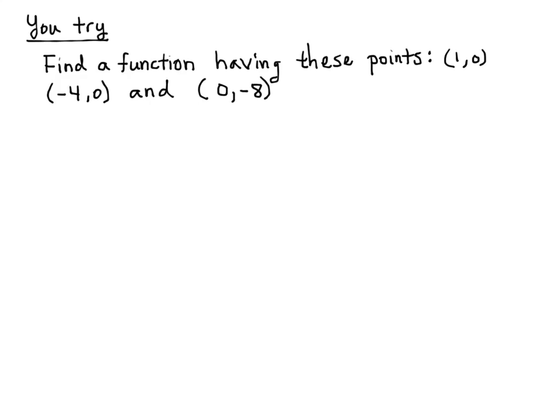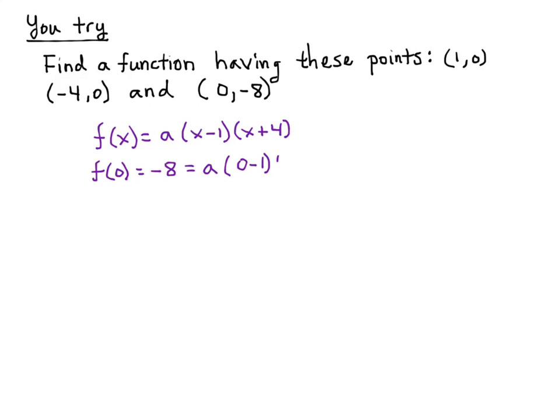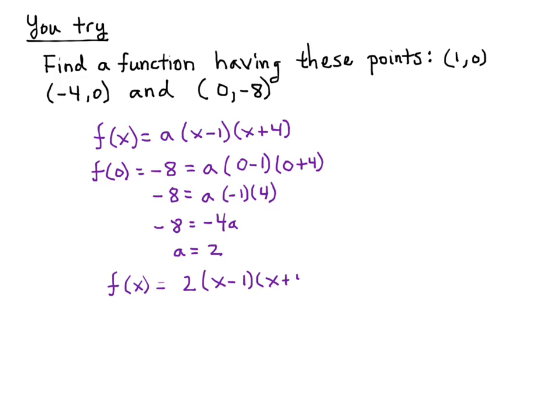All right, so let's see what we got here. The general form of the function, and I'll just put the roots right in, is going to be f at x equals a times x minus 1 and x plus 4. We know that f at 0 is negative 8, so we're going to write the rest of that equation with x equals 0 in it, and then simplify that, and we get negative 8 equals negative 4a, and a then equals 2, and our full function is f at x equals 2 times x minus 1 times x plus 4.